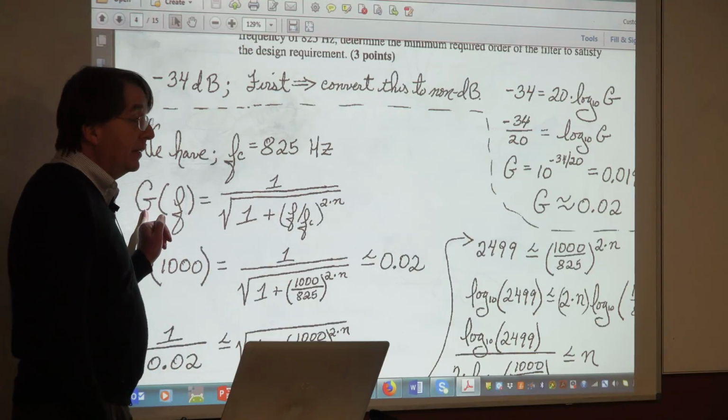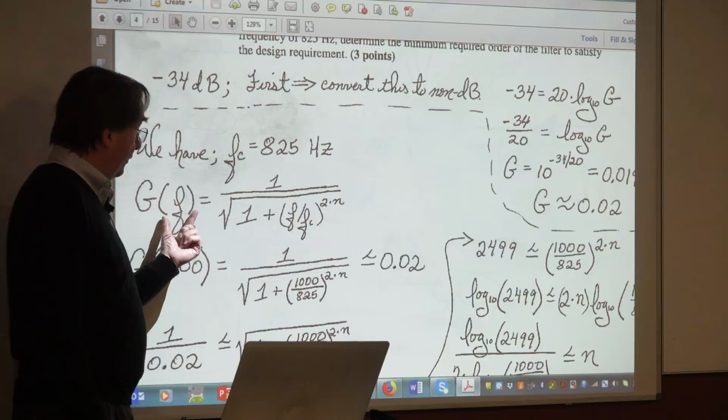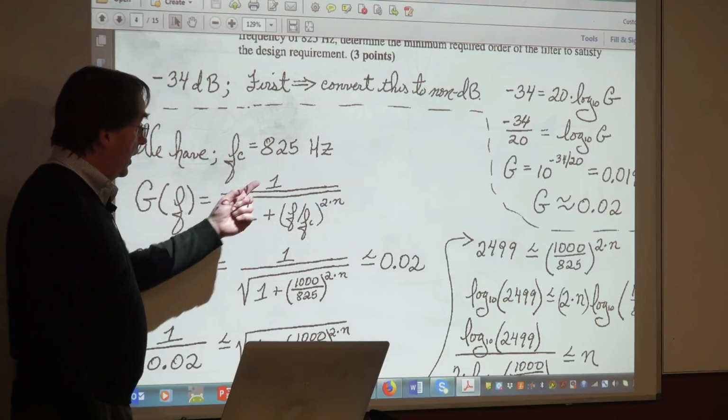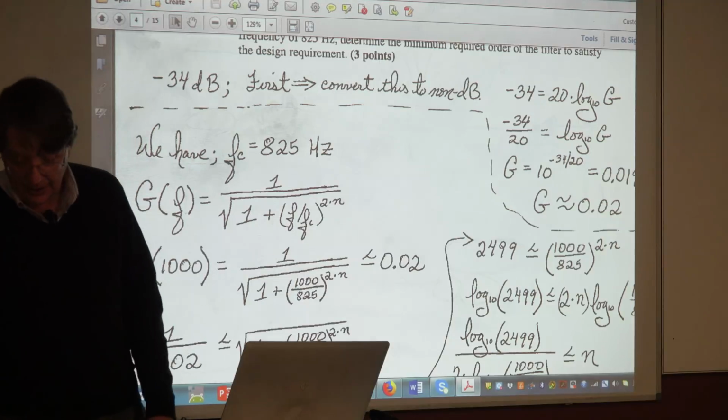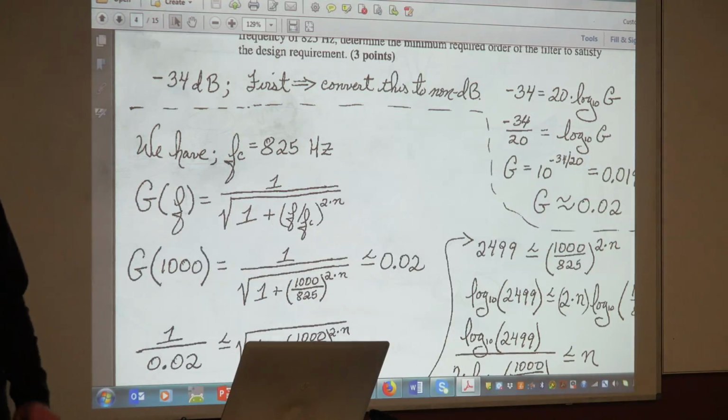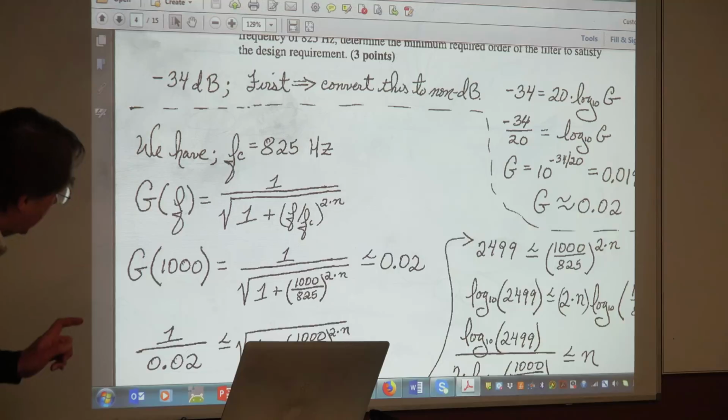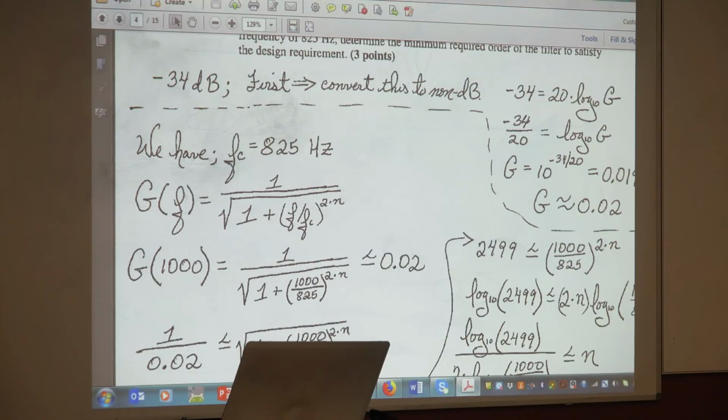The gain for a Butterworth filter as a function of frequency is 1 over the square root of 1 plus (f over f sub c), and that quantity, f over f sub c, is raised to the 2n power. And n is the order of the filter. Perfect.